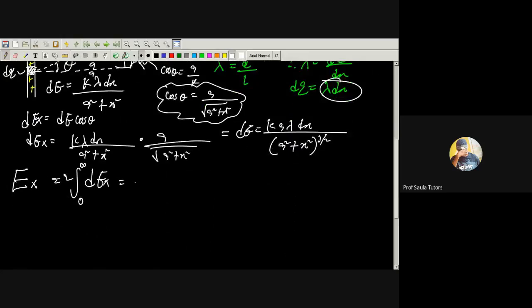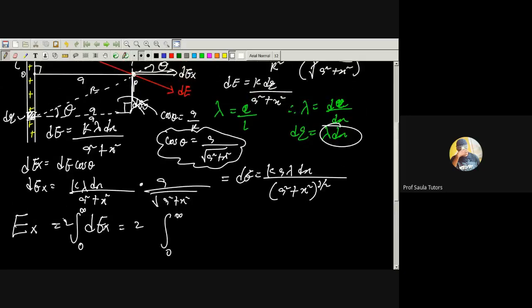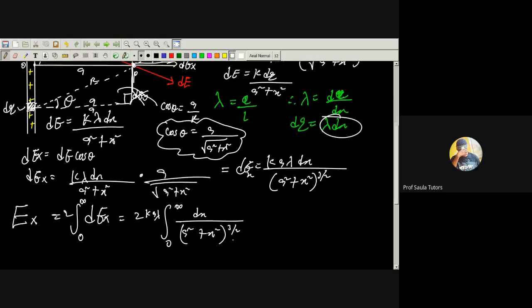So what do I have? I have 2 integral 0 to infinity. Now check something out too. What is my dEx? Everything that is here. So don't forget, k, a, lambda are all constant. So I have dx over a squared plus x squared, all raised to power 3 over 2. Now, what do we do from here?